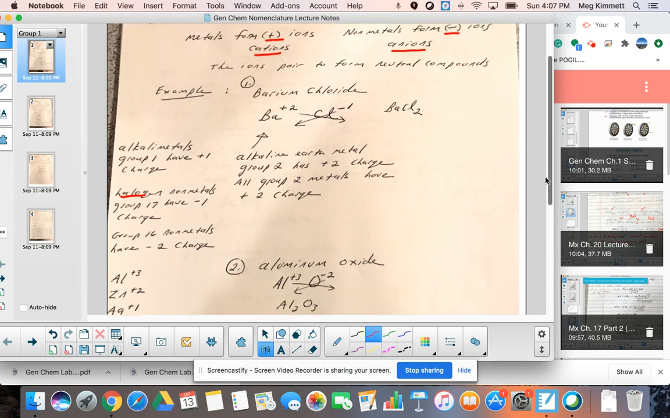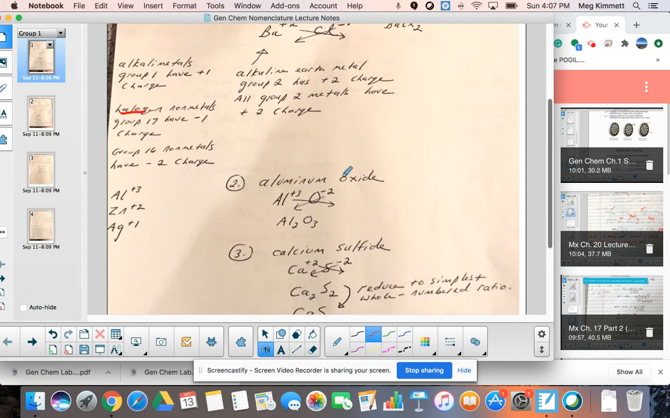So let's look at another example. Aluminum oxide. So aluminum is one of those ones that you just would have to know or you'd look up, it is a +3. Oxygen, being in group 16, as we stated above here, is always a -2. If I do the crisscross, the aluminum gets a 2 subscript, the oxygen gets a 3 subscript.